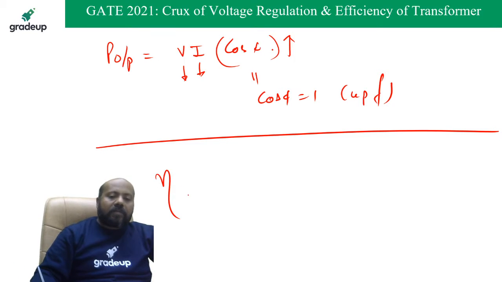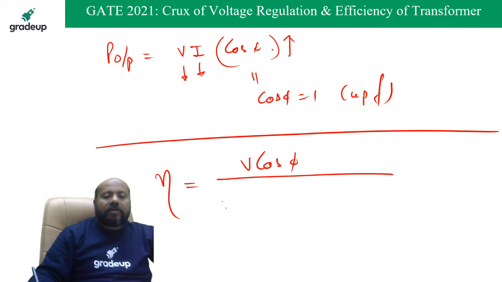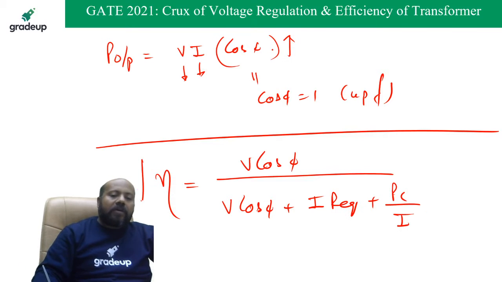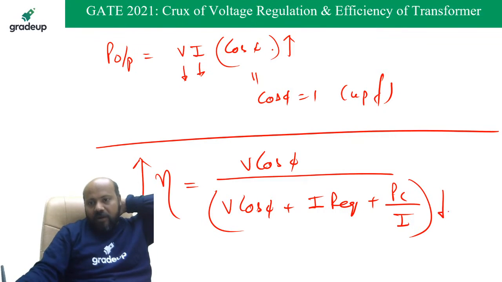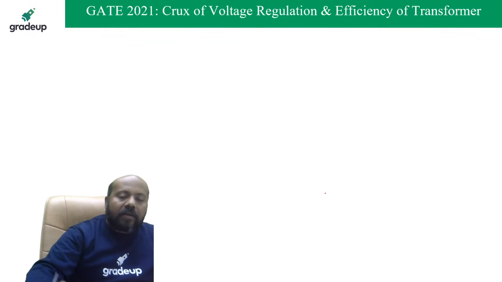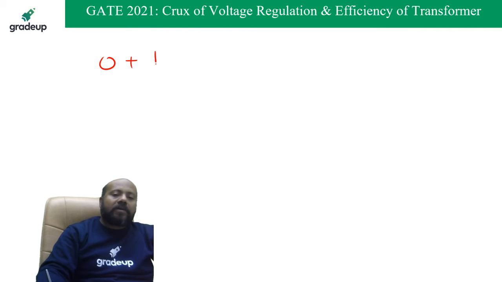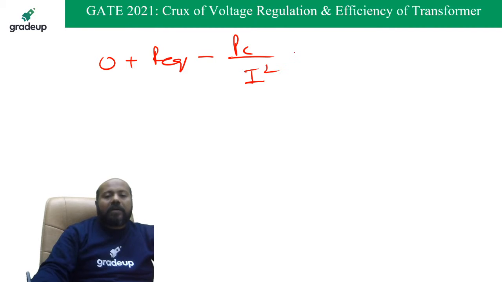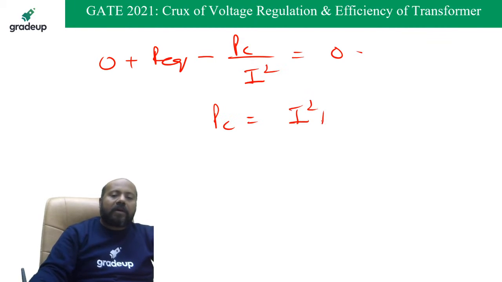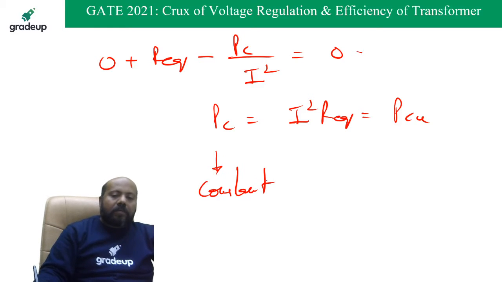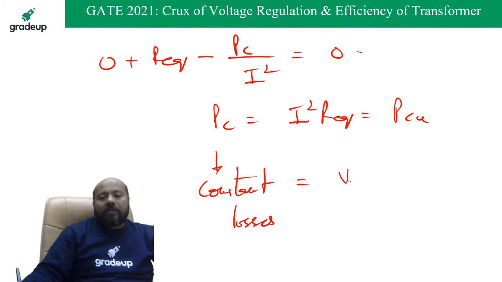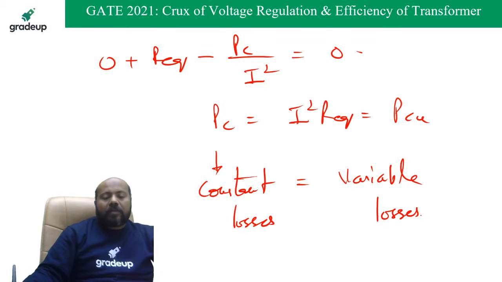How can you write the efficiency? You can write it as V cos phi, where cos phi is constant, upon V cos phi plus I R equivalent plus PC upon I. Now this thing you want maximum, so the denominator should be minimum. So just differentiate with respect to I. You will get 0 plus R equivalent minus PC upon I square is equal to 0. So you will get PC is equal to I square R equivalent, which is P copper. It means constant losses are equal to variable losses. Everybody just tell me, are you getting this idea clear in your mind?